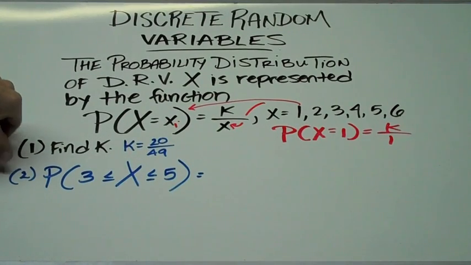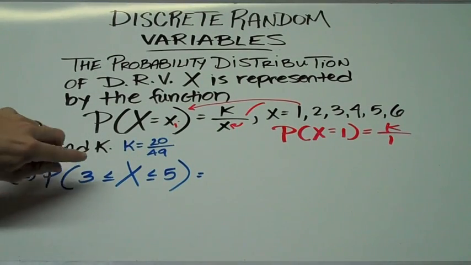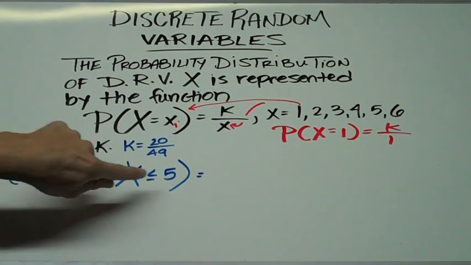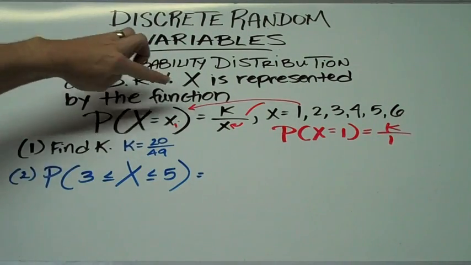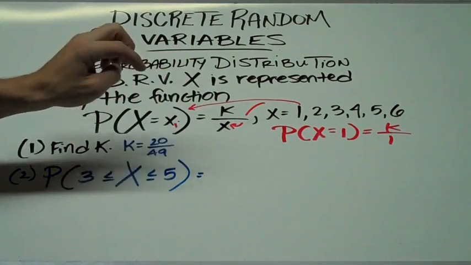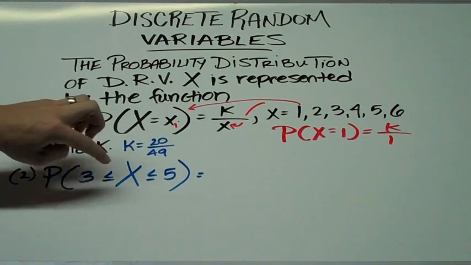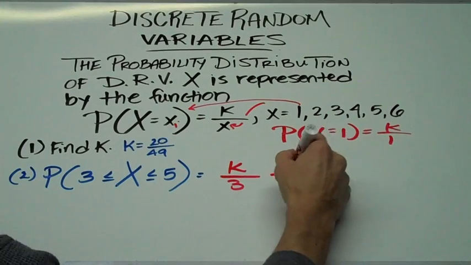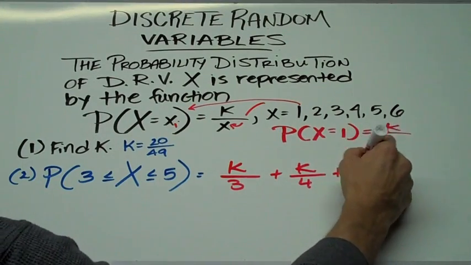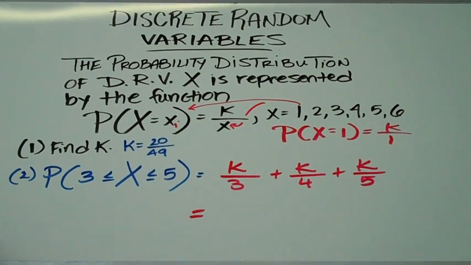In our second part here, it asks us, find the probability that our discrete random variable is from 3 to 5, including 3 and including 5. Well, our probability function is defined as k over x. So if x is 3, 4, and 5, we're going to have k over 3 plus k over 4 plus k over 5.